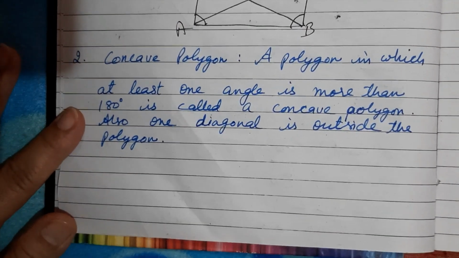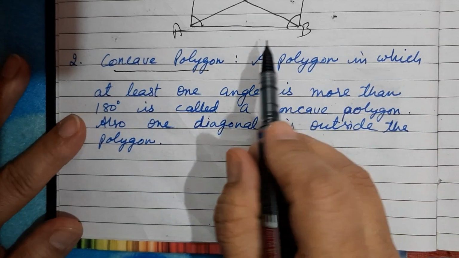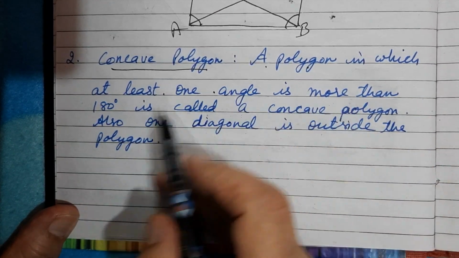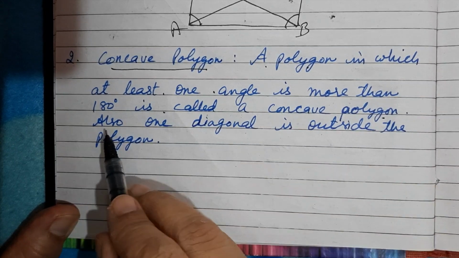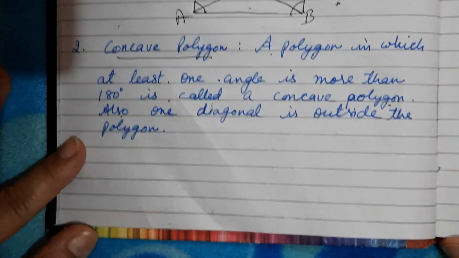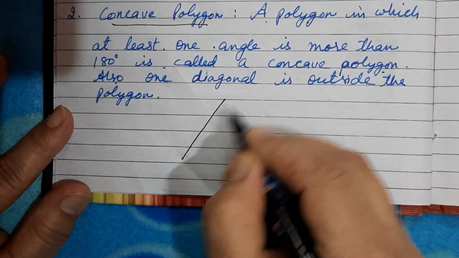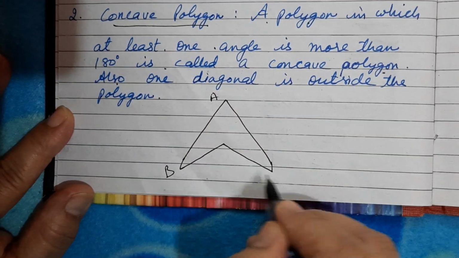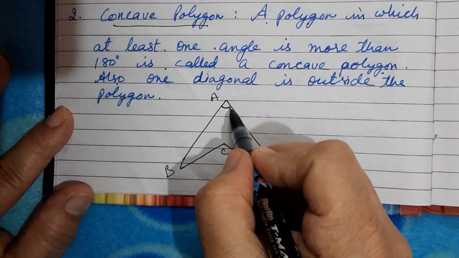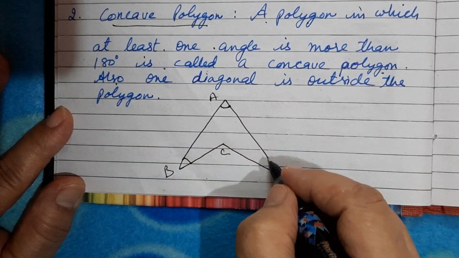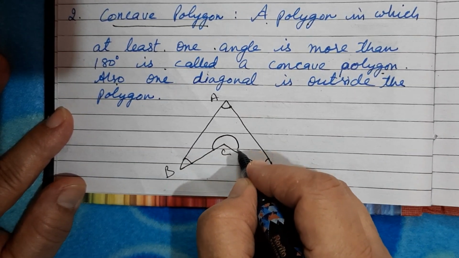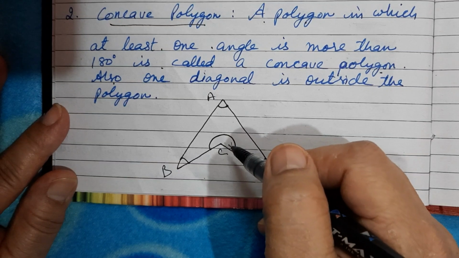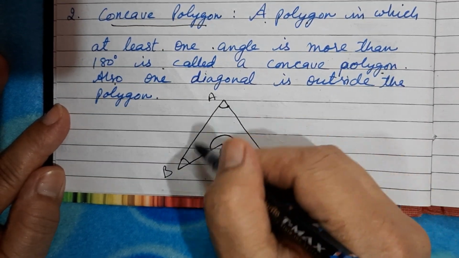Now what is a concave polygon? If a figure is not convex, then it is concave. A polygon in which at least one angle is more than 180 degrees is called a concave polygon. Also one diagonal lies outside the polygon. So again the same example figure I am drawing here. A, B, C and D. This angle is acute, this is acute, this is also acute, but this fourth angle is a reflex angle, more than 180 degrees. So out of all these four angles, one angle is more than 180 degrees.